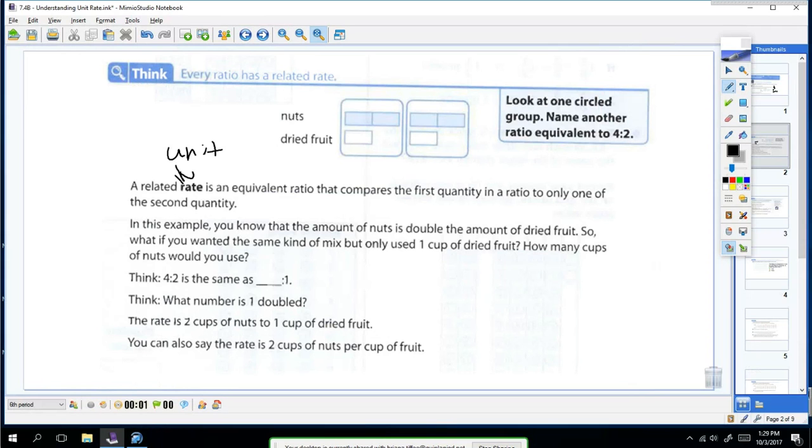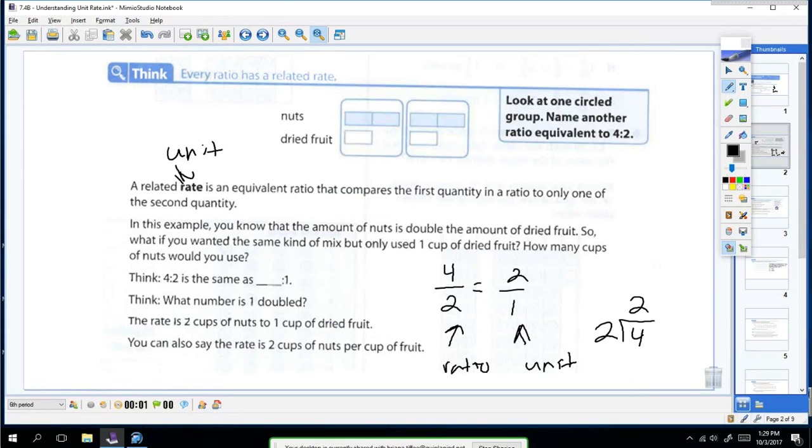Okay, moving on, a related unit rate is an equivalent ratio that compares the first quantity to only one of the second quantity. So my first ratio on the previous slide was 4/2. The way I would find my unit rate, I would divide 2 into 4, and you get 2. So my unit rate would be 2/1. So this is a ratio, and this is a unit rate.